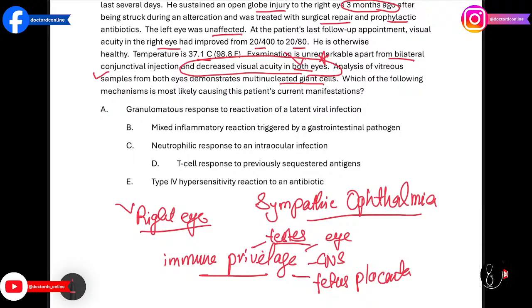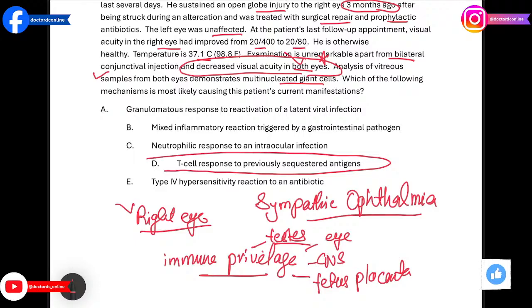Because of this potentially sight-threatening condition, if an eye is severely injured with no prognosis of recovering vision, it is surgically removed. You have to remove the injured eye to protect the uninjured eye. If you do not remove it, the uninjured eye also becomes affected. So our right answer is T-cell response to previously sequestered antigens. Understand?